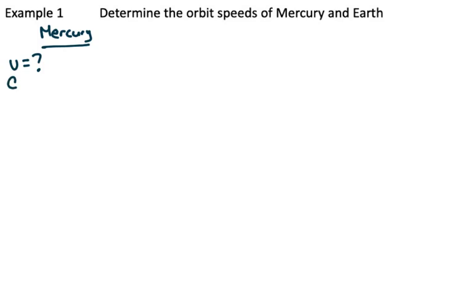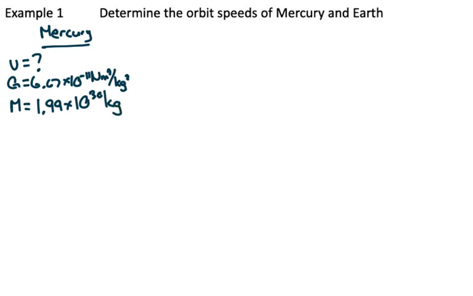We're trying to find the speed. We will need to use G, 6.67 times 10 to the minus 11 Newton meters squared per kilogram squared. We need the mass, but this is not the mass of the object that is orbiting. So this is not the mass of Mercury. This is the mass of the object that Mercury is orbiting around. So in this case, that's the Sun, and the Sun has a mass of 1.99 times 10 to the 30th kilograms.